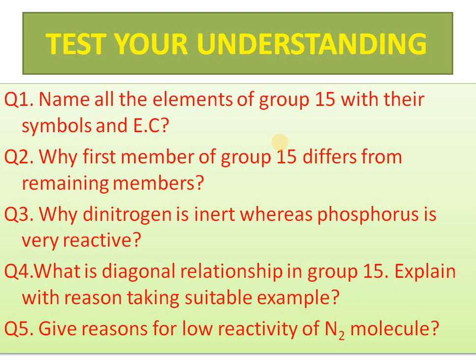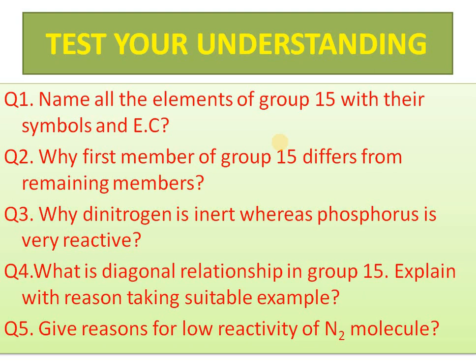Dinitrogen is inert while phosphorus is reactive. We have to explain here that the bond energy of the triple bond is more, and as compared to that, P4 is a strained molecule. It has lone pair repulsions, the angle is 90 degrees, which makes it a strained molecule and very reactive. You can read from the book, and in the coming topics you will find more on the relation between these two questions.